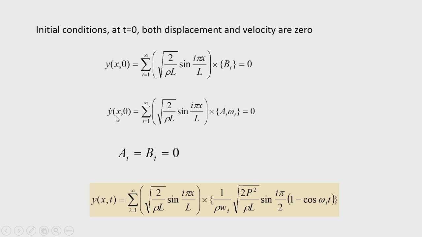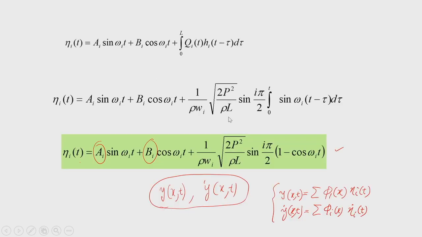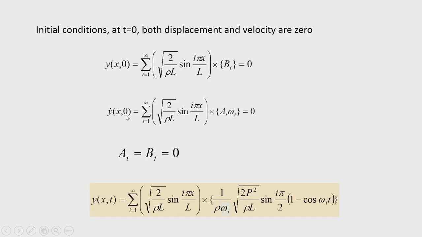Similarly for velocity y dot(x,0), because the initial conditions are 0, we are getting this root 2 by rho l sin(i pi x by l), but here after differentiation you can see we will get this omega_i cos(omega_i t). So cos(omega_i t) at t equal to 0 is 1, so here we are getting y dot(x,0) equal to summation i equal to 1 to infinity root over 2 by rho l sin(i pi x by l) into a_i omega_i equal to 0.